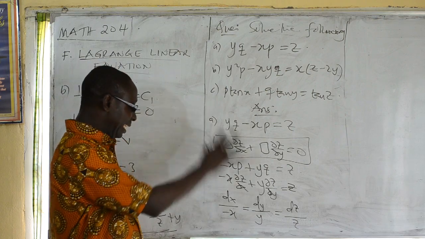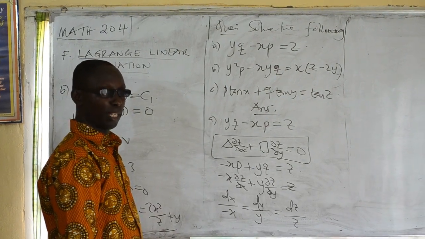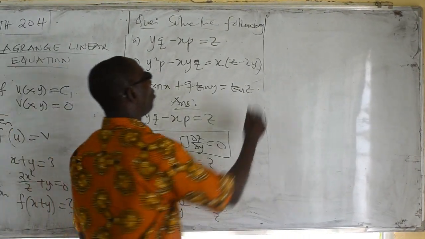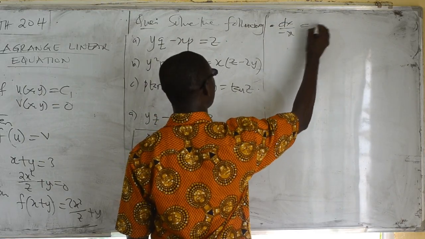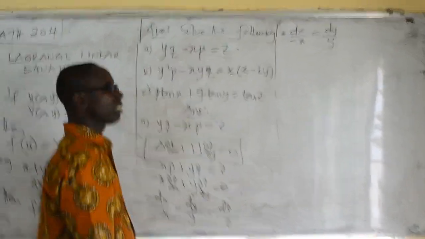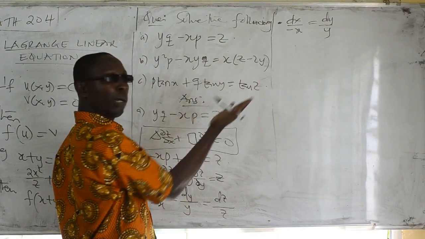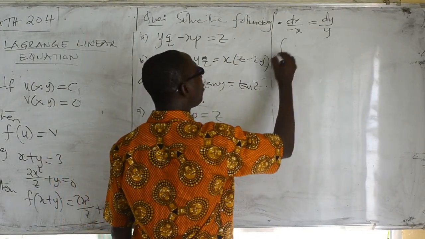So there are three things here. You choose two of them and solve, two solvable ones. So we can choose dx over minus x is equal to dy over y. This one is not impossible, it's possible to solve. So we solve it by integrating both sides.